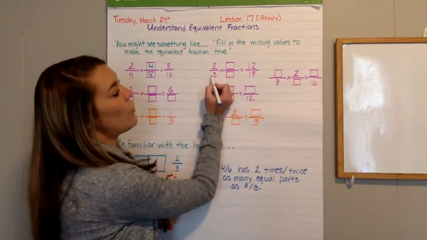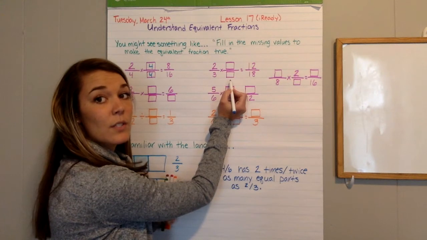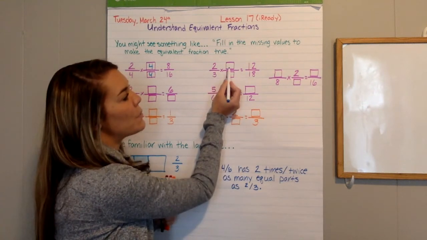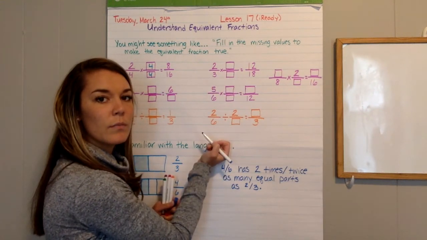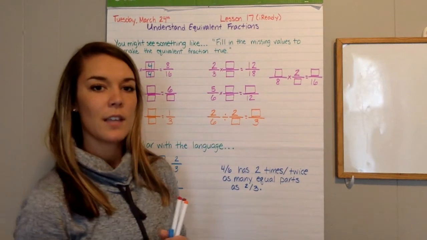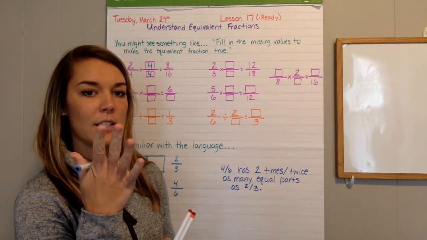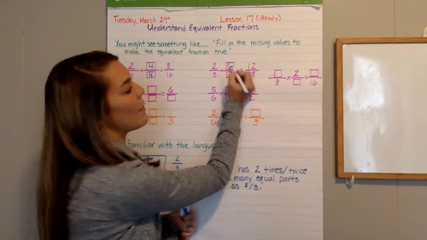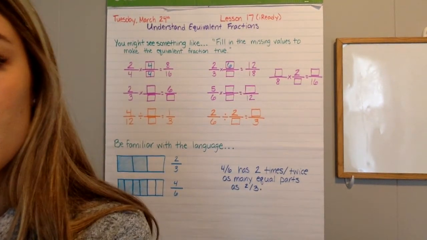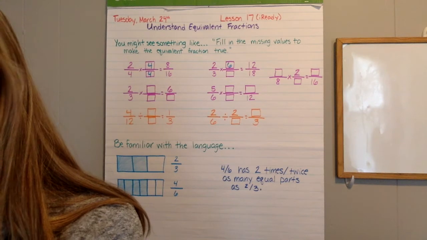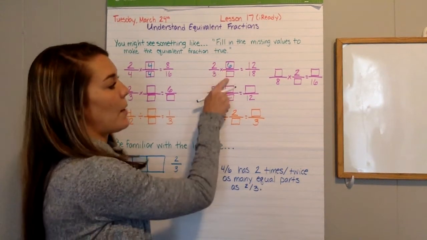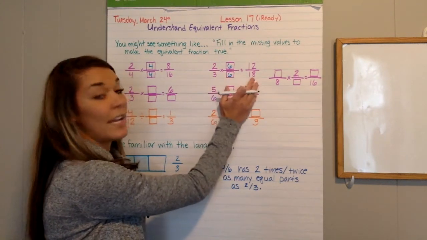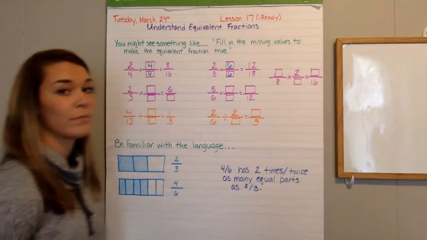Next one. 2/3 times what equals 12/18? Well, 2 times what equals 12? If I didn't know it, I could count by twos. 2, 4, 6, 8, 10, 12. 6. 2 times 6 is 12. Okay? So, whatever I do to the top, I must do to the bottom. So 6/6, I just want to double check my work, is 3 times 6, 18? Yeah, it is. Cool. All right, next one.